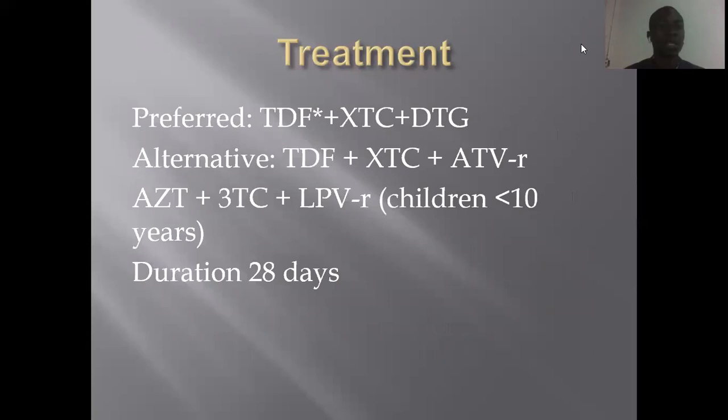The drugs which are given are TDF plus XTC and also plus DTG. This drug comes as a combination. You take it for a duration of 28 days. Alternatively, if that is not available, it can be given as TDF plus XTC and also ATV. Those are the combinations of the drugs, and the duration is 28 days.